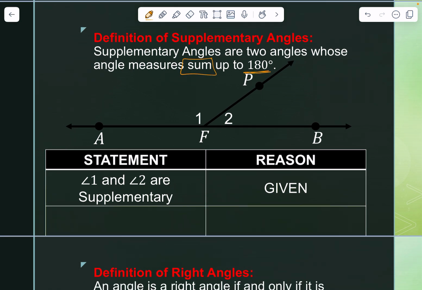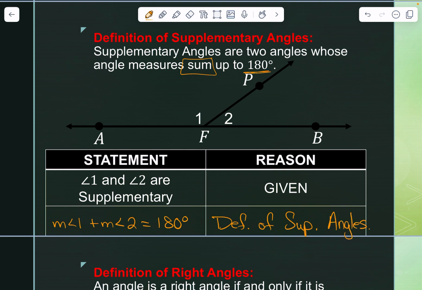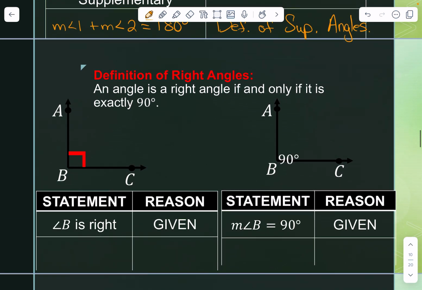Okay. Supplementary angles are very similar to complementary, except they sum up to 180. Again, we're talking about a measurement here. So we're going to do the measure of angle 1 plus the measure of angle 2, and that equals 180 degrees. And that would be by the definition of supplementary angles.